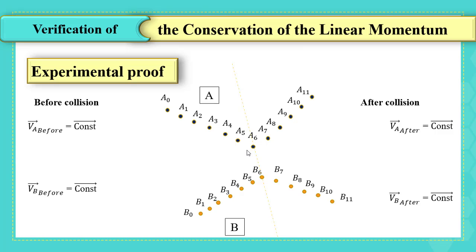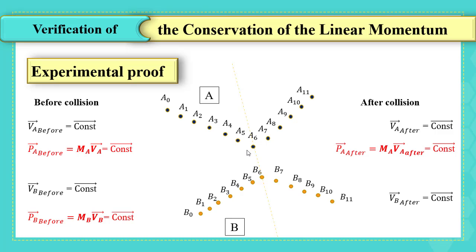We can then calculate the linear momentum of each puck. PA before, as a vector, equals MA VA vector, which is a constant vector. PB before equals MB VB vector, also a constant vector. PA after equals MA VA after as a vector, a constant vector. PB after also equals MB VB after as a vector, a constant vector. So all these linear momenta are constant vectors since the velocity for each is constant.